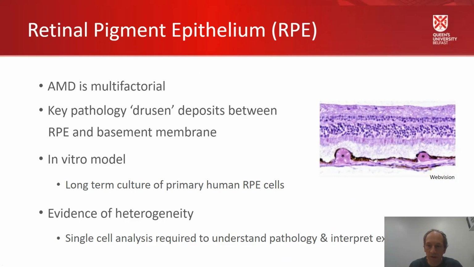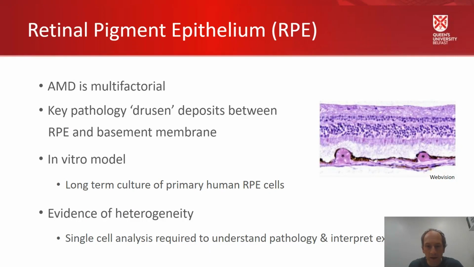But one of the key pathologies is the development of these so-called drusen deposits, which occur between the RPE and the basement membrane on which they sit at the bottom of the retina. You can see in the image on the right-hand side, the two stars indicate these drusen deposits, and the dark layer is the retinal pigment epithelium and the neural retina above that. So the RPE should form a flat layer, but in this case, the drusen are formed underneath.